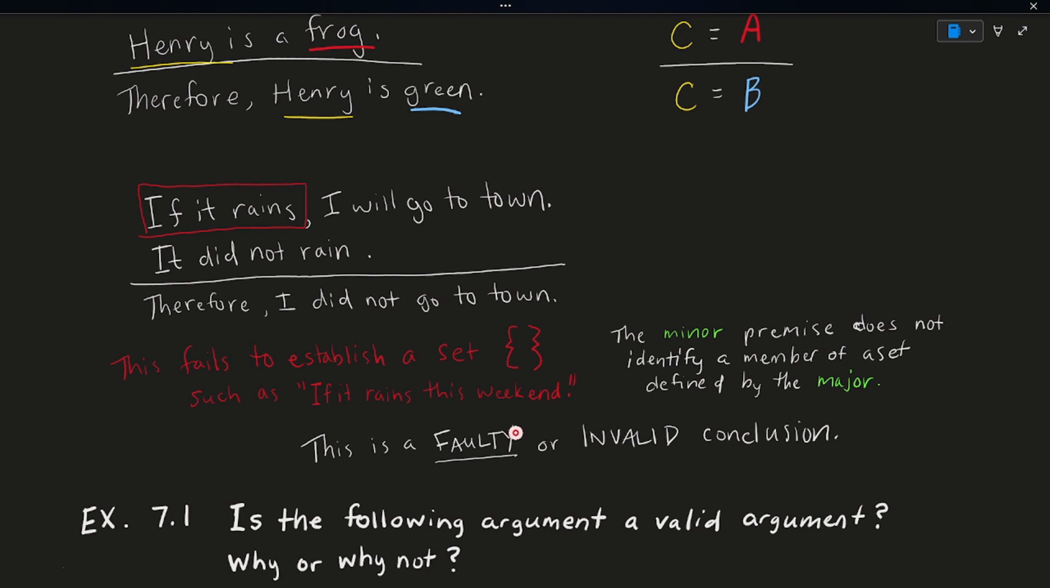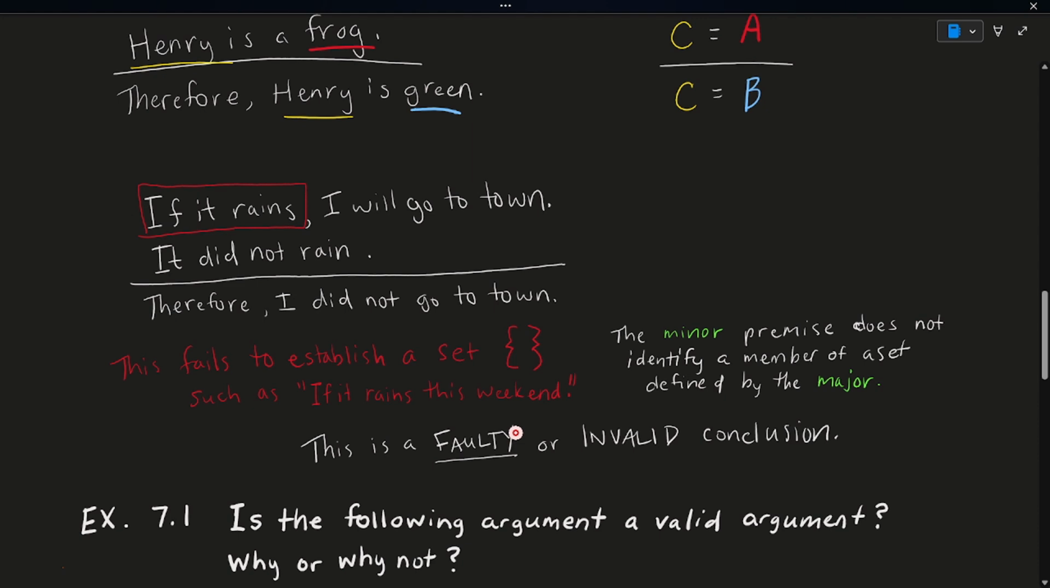Now, let's go over this one right here. If it rains, I will go to town. If it did not rain, therefore, well, no, not if. If it rains, I will go to town. It did not rain. Therefore, I did not go to town. Now we're introducing some ifs. We're talking some conditional stuff.